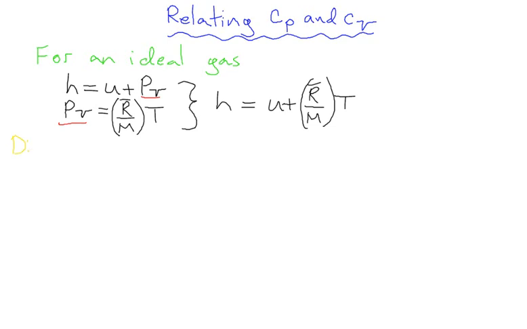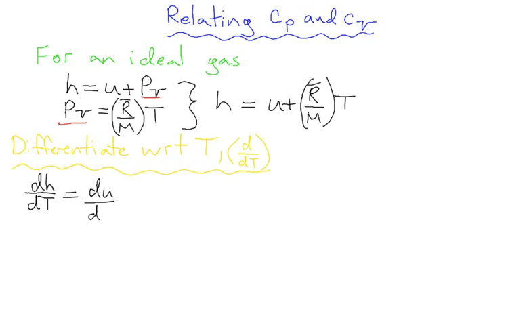We can then differentiate this equation with respect to temperature, so everything will be in terms of d/dT. If we do that, we get the differential of enthalpy with respect to temperature is equal to the differential of internal energy with respect to temperature plus the universal gas constant over the molecular weight times the differential of temperature with respect to temperature. Well, dT over dT is just going to equal 1.